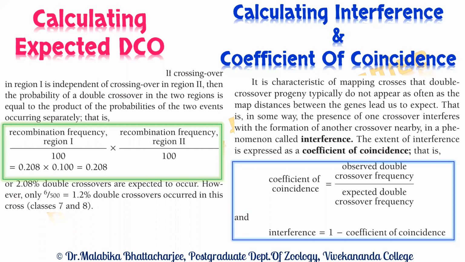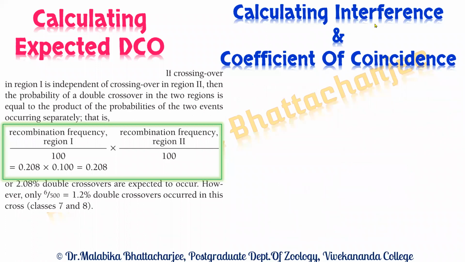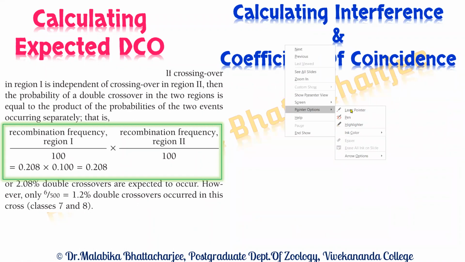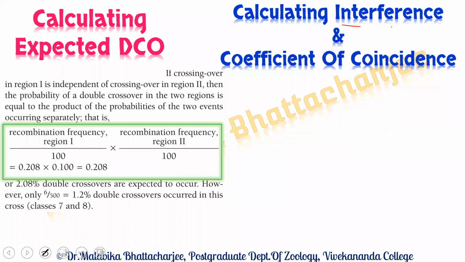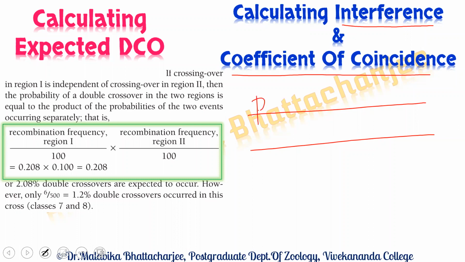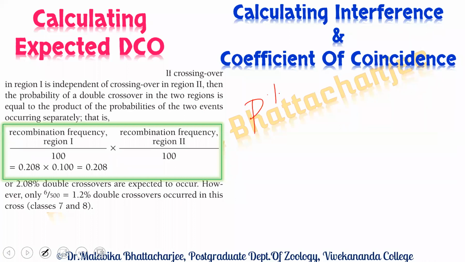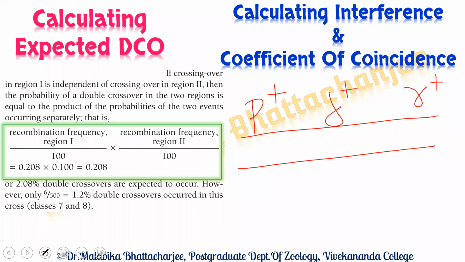So once we have obtained the expected DCO, there are 2 terms to be understood. One term is interference and the other term is coefficient of coincidence. Again, let us draw this scenario of the cross we studied, P plus R plus J plus. J is our middle gene. So considering that, we'll draw P plus, J plus, R plus, and P, J, R.